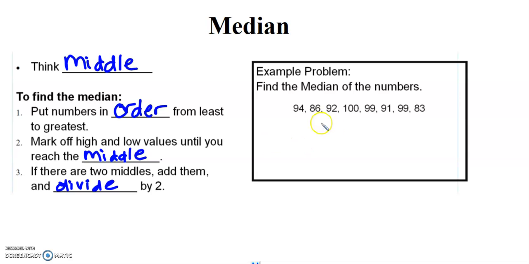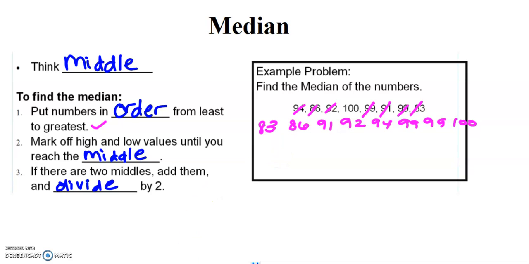So let's go ahead. These are the same numbers from before. We're going to put them in order. It looks like my smallest number is 83. And just cross them off as you go so you don't miss any. 86, 91, 92, 94, 99, 99, and 100. So I put them in order from least to greatest, or smallest to largest.